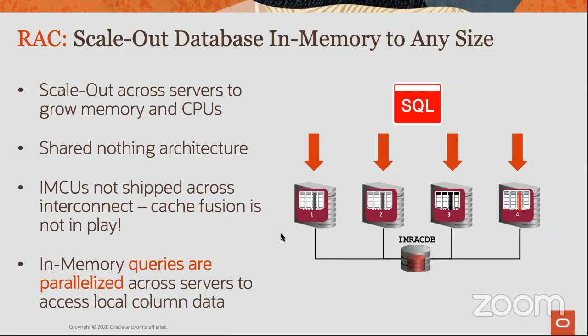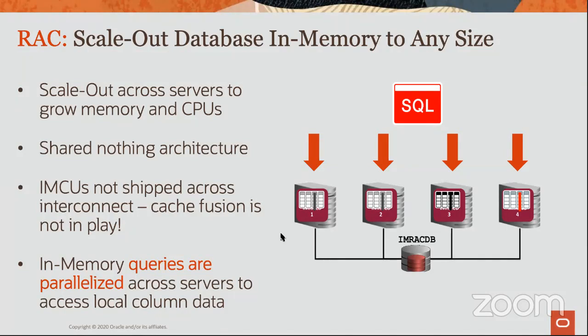How do we access that data? We access that data through parallel query. So a query running on instance 1 can't access the data in instance 2, 3, or 4 unless we use parallel query. The reason for this is because IMCUs are not shipped across the interconnect. We don't do cache fusion like we do with the buffer cache. The reason is because those IMCUs, remember, an IMCU is made up of 1 or more 1 megabyte extents. We don't want to be shipping multi megabytes worth of data for each IMCU across the interconnect.